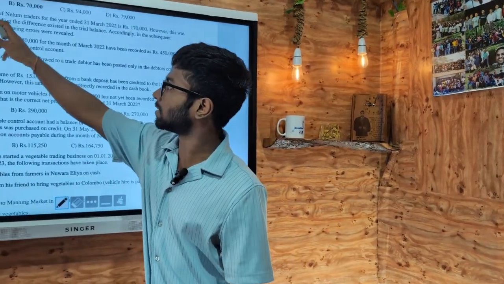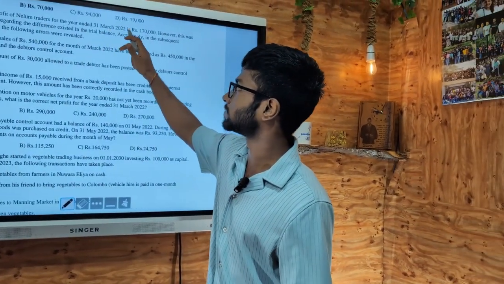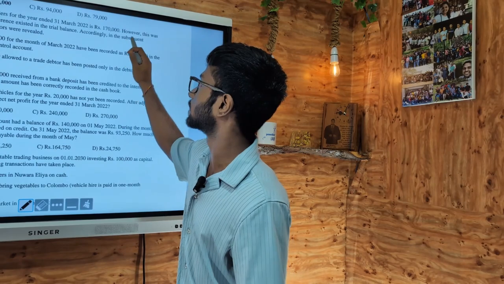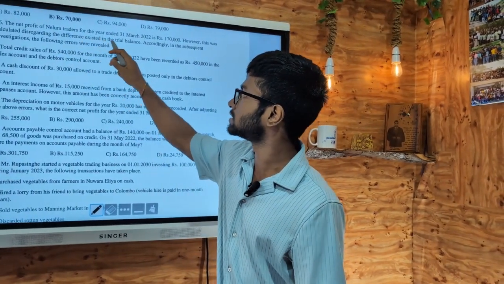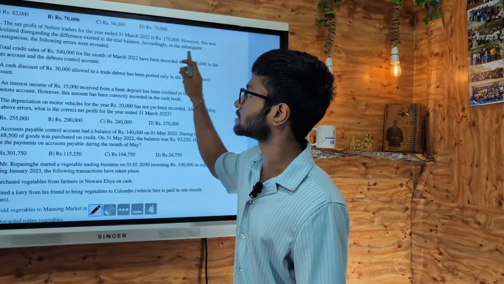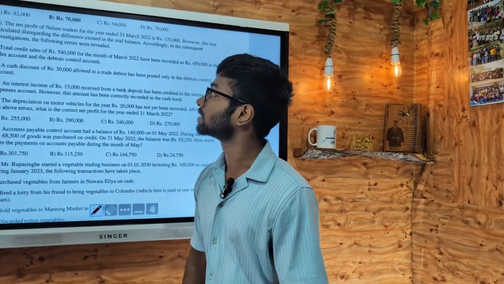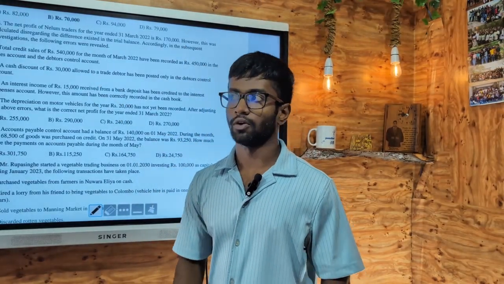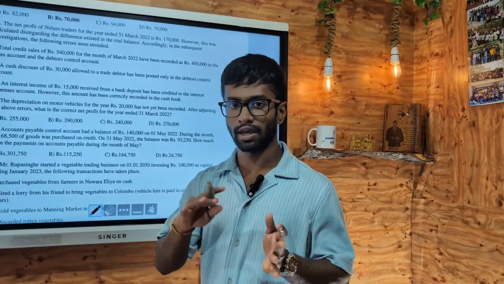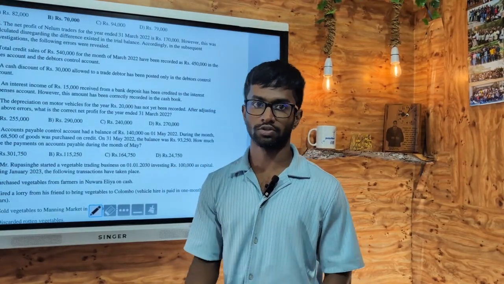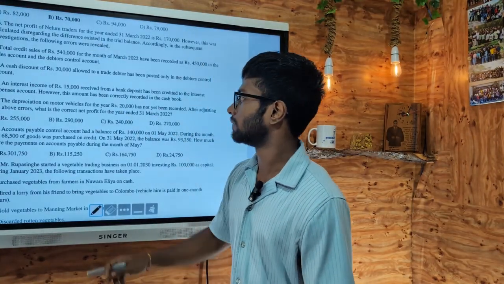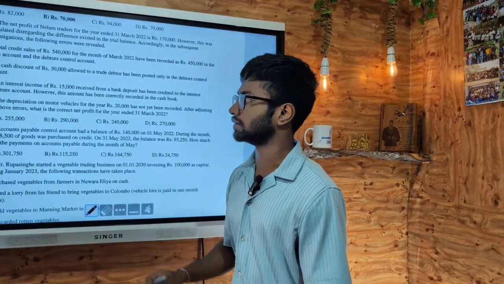So here it says the net profit of Medium Traders for the year ending 31st March 2022 is 170. However, this was calculated disregarding the difference that existed in the trial balance. Accordingly, in the subsequent investigations, the following errors were identified. So here they are saying we have a difference in the trial balance. A difference appears because there are errors. Now they have given us the errors, how this difference came. But what we have to get is the correct net profit for the year.